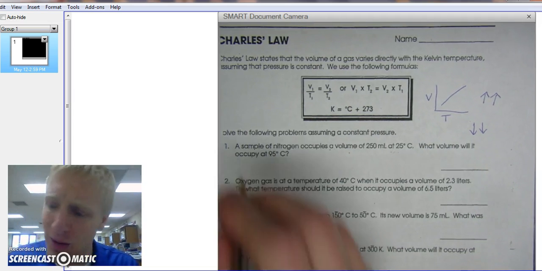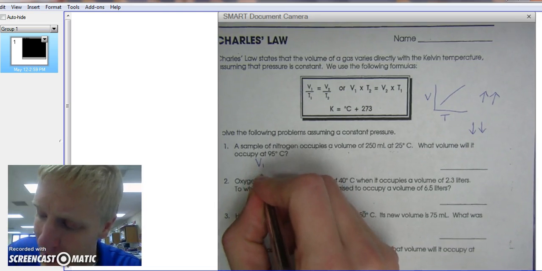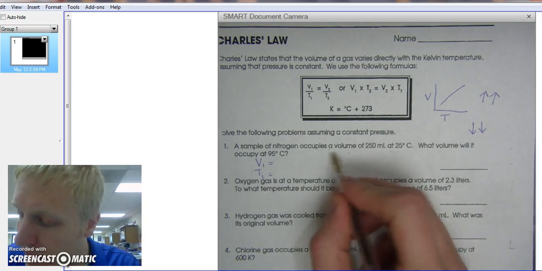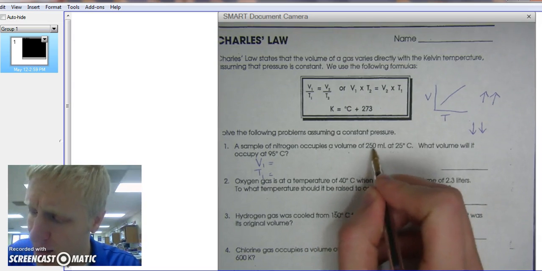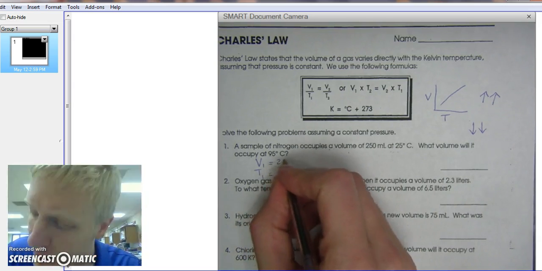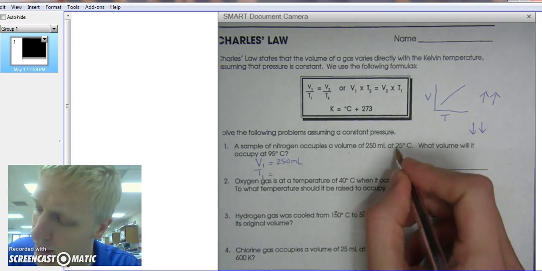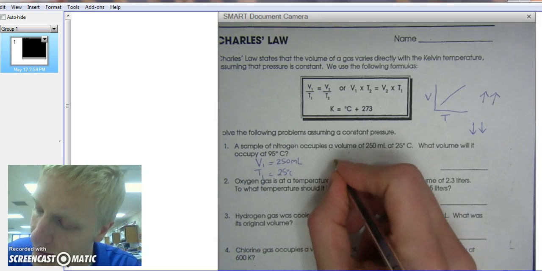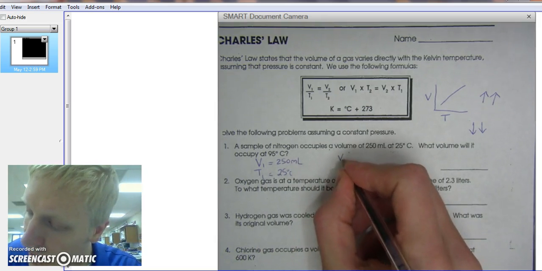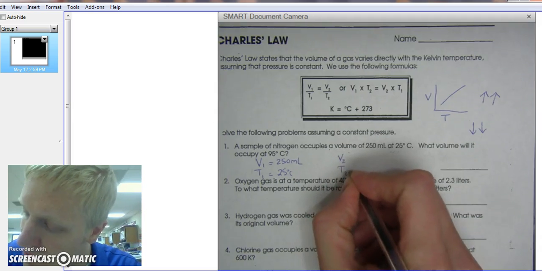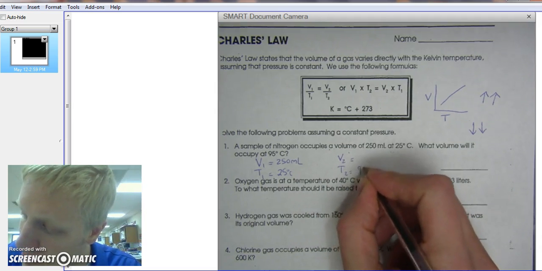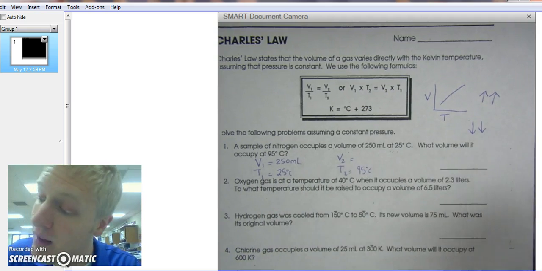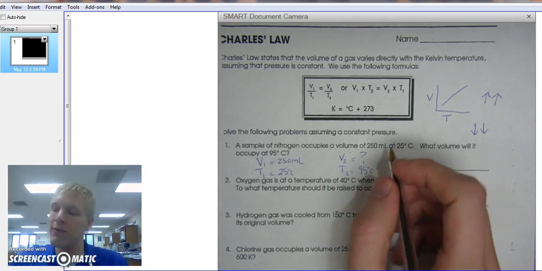So again, just like Boyle's law, how I set it up is I write my volume 1, my temperature 1, and I figure out what those even are. So it looks like my volume 1 is 250 mL, and my temperature 1 is 25 Celsius. And we're going with our volume 2 and our temperature 2. It gives me my temperature 2 as 95 degrees Celsius, and my volume, a sample of nitrogen, says what volume. So I'm looking for volume.